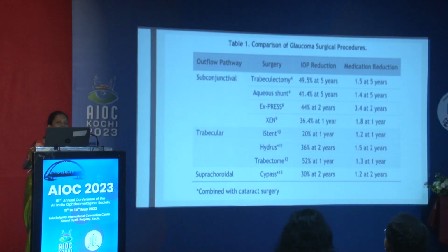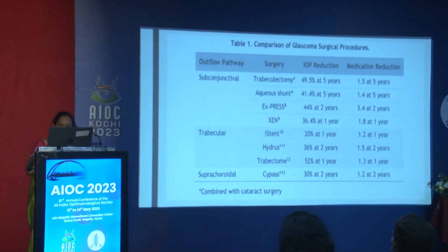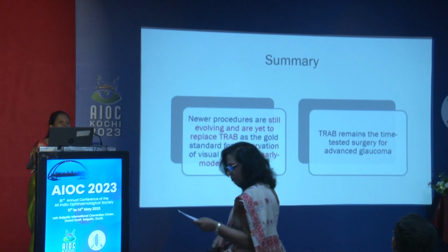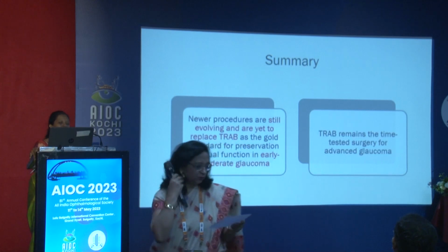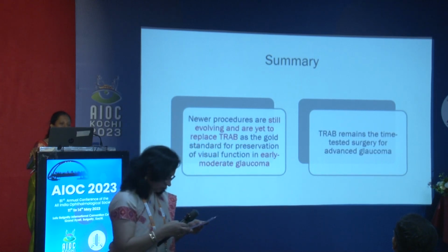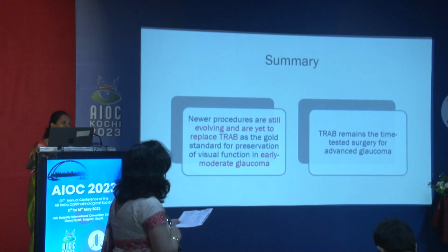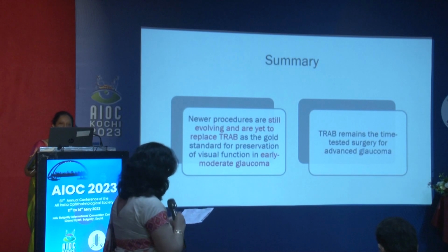If you compare all the glaucoma surgical procedures, trabeculectomy stands above and supersedes the others with a high intraocular pressure control of 50% at 5 years compared to the other procedures. So in summary, the newer procedures are still evolving and are yet to replace TRAB as the gold standard for preservation of visual function in early and moderate glaucoma. But TRAB still remains the time-tested surgery for advanced glaucoma. Thank you.